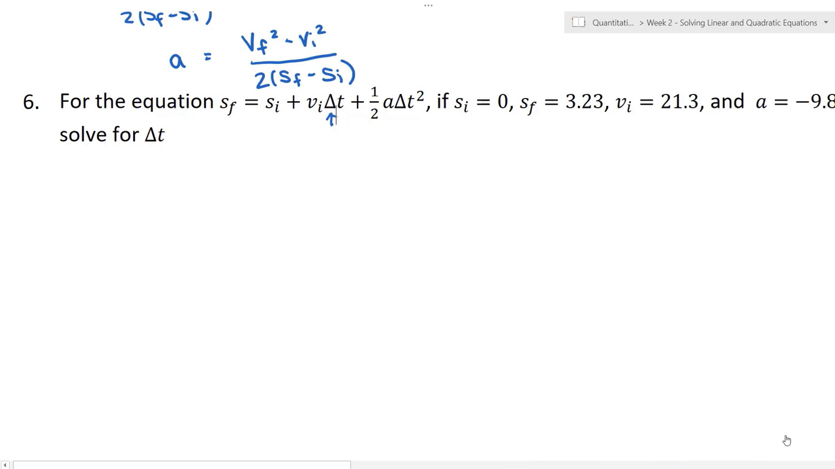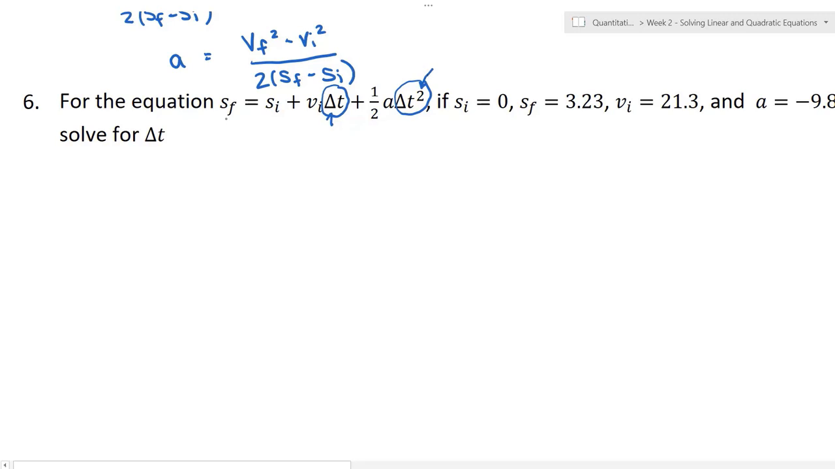This time, however, it's not possible to isolate for the delta T because you can see that it's written there twice, delta T and delta T squared, which makes this a quadratic equation. The biggest exponent is a 2. So in cases like this where the quadratic formula needs to be used, you're going to want to substitute your values in first. So that's what we're going to do here.